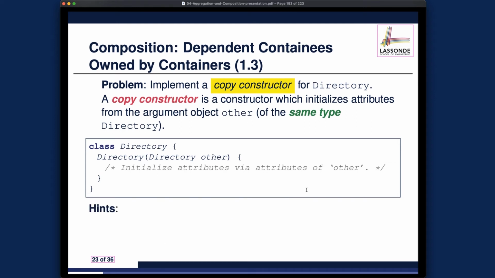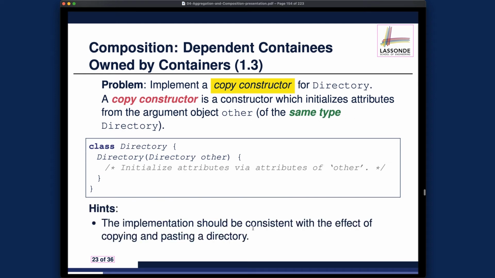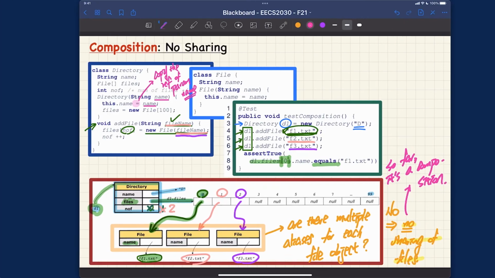Okay, and the hint will be, the implementation should be consistent with the effects of copying and pasting a directory, which I just said, right? Think about how you will write the simple code over here, and think about what attributes you want to initialize when you create a directory objects. Give you a little bit of hints here. You can see for the directory class over here, and also for its runtime objects, you should really initialize the name and also the files and also NOF. So these are the things we want to initialize.